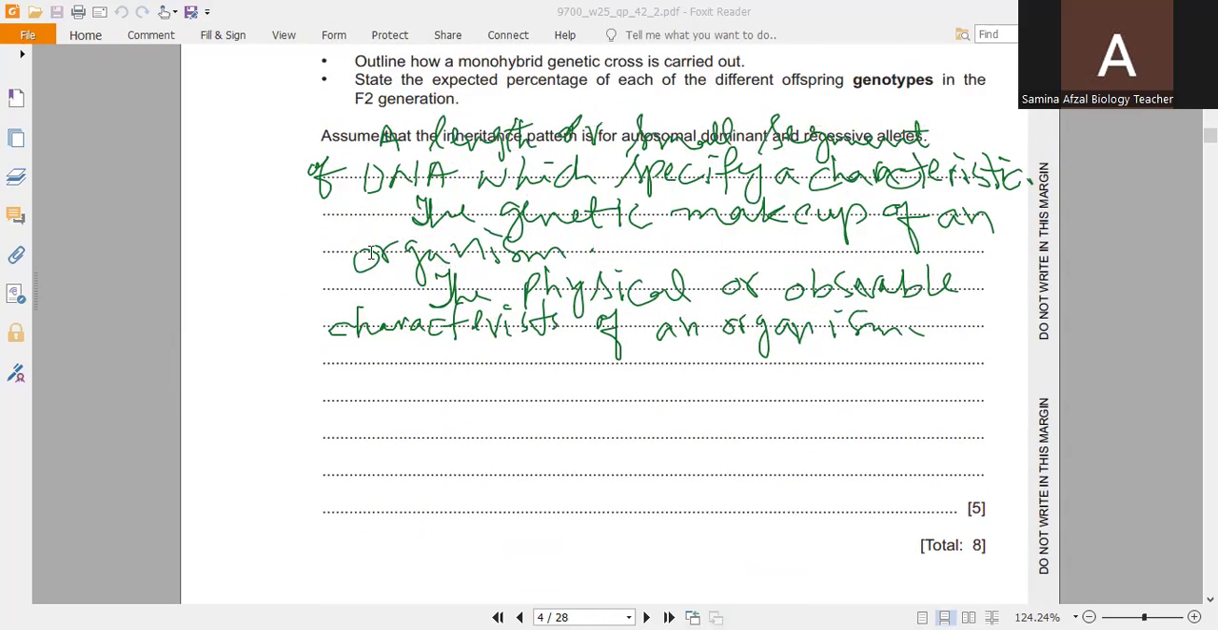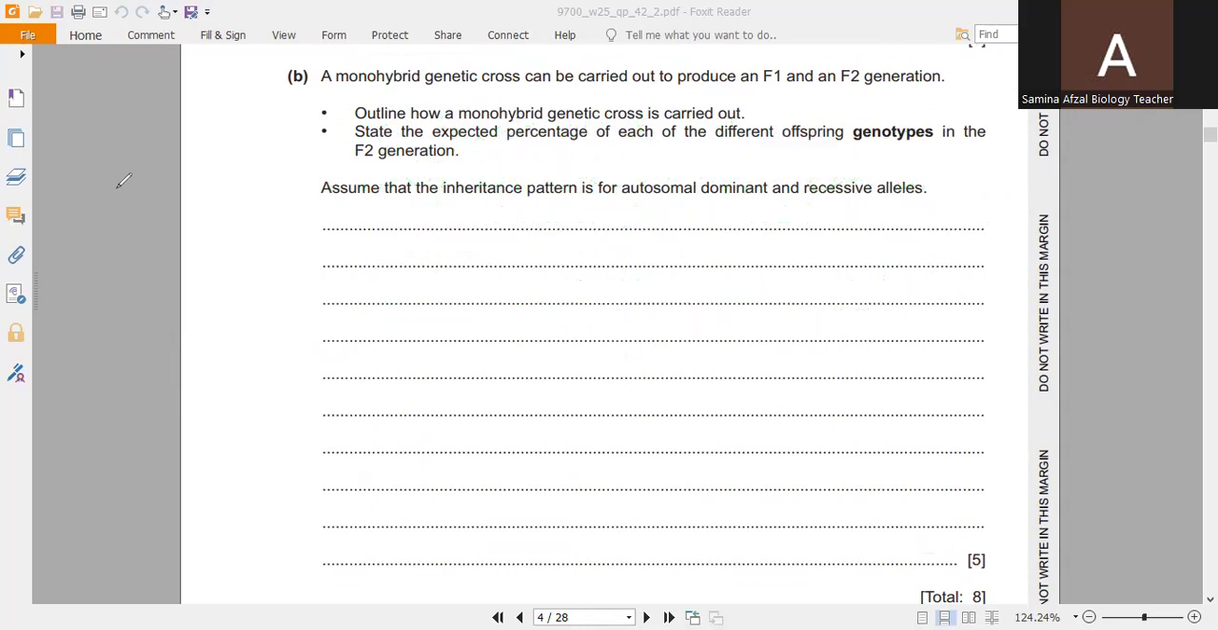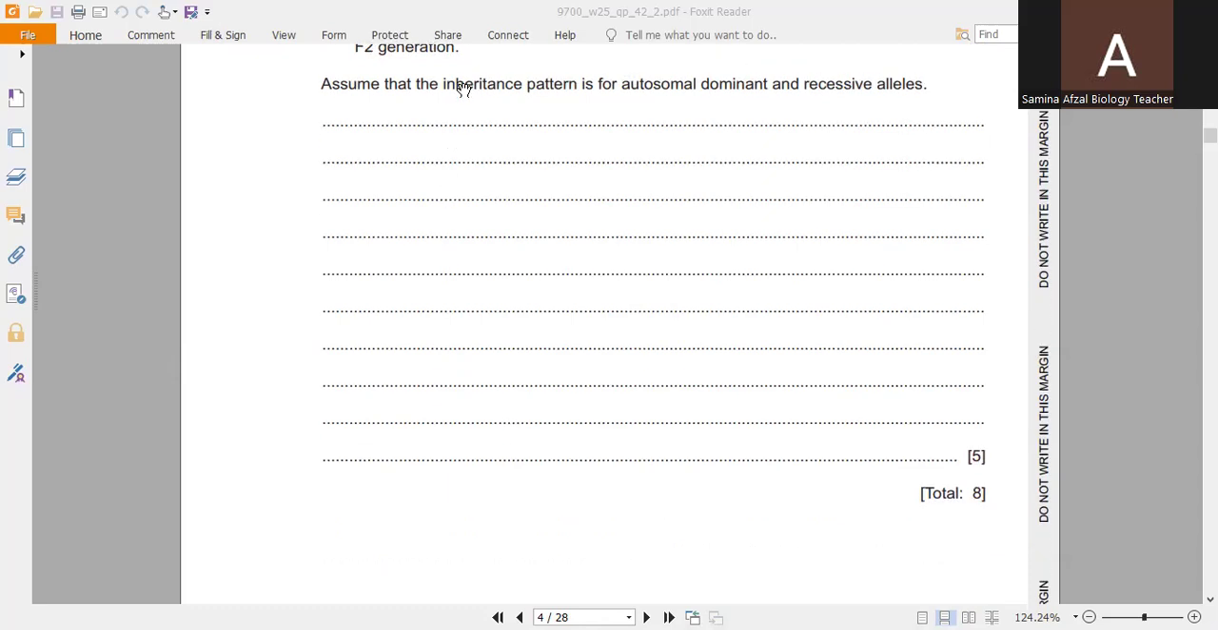Now the second part of this question is: a monohybrid genetic cross can be carried out to produce an F1 and F2 generations. Outline how a monohybrid genetic cross is carried out. State the expected percentage of each of the different offspring genotypes in the F2 generation. And here students assume that the inheritance pattern is for autosomal dominant and recessive alleles.